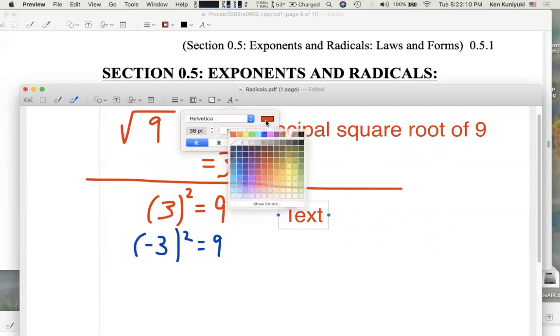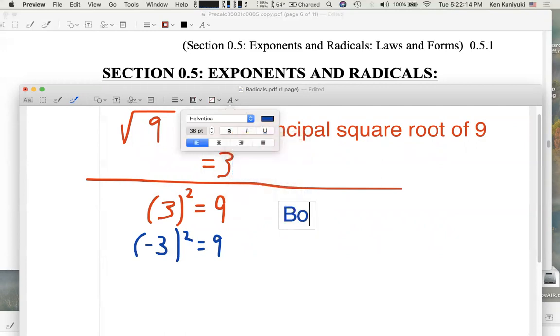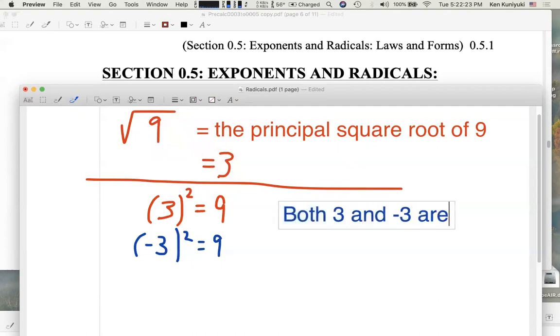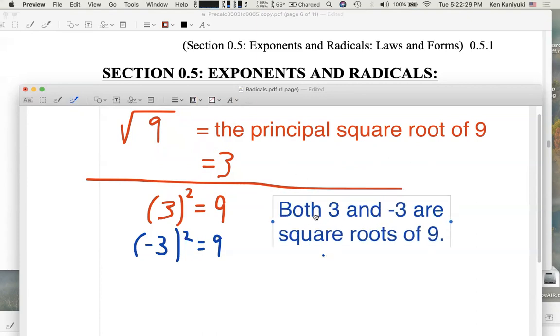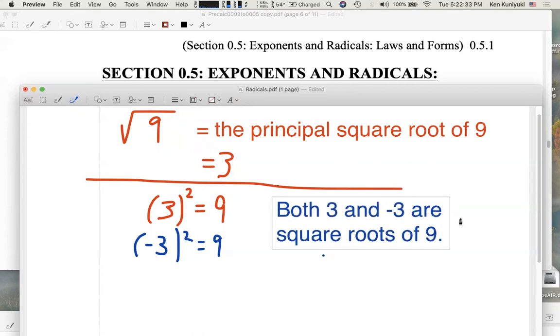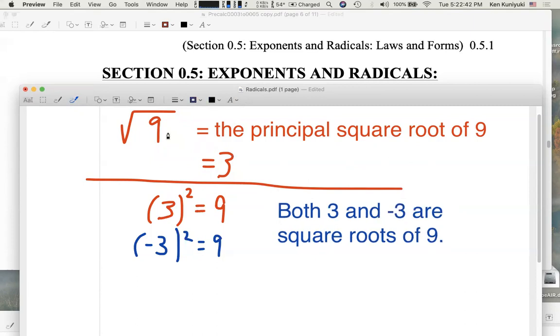In fact, I'll say that right here. Both 3 and negative 3 are square roots of 9, but our favorite square root is the principal square root, which is the positive 3, the non-negative root. So when you see this radical sign, we're looking for our favorite root, which is preferably non-negative. So the principal square root of 9 is 3, the non-negative square root, as opposed to the negative 3.